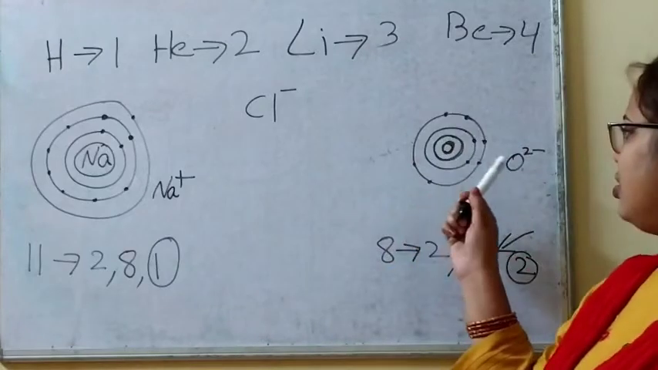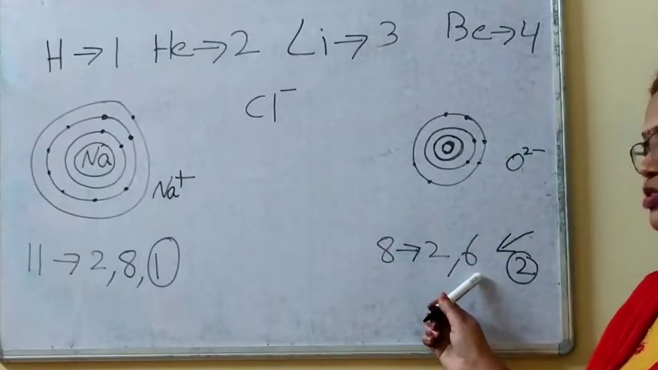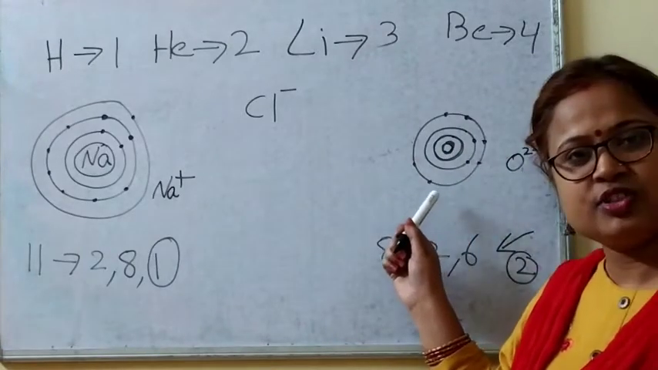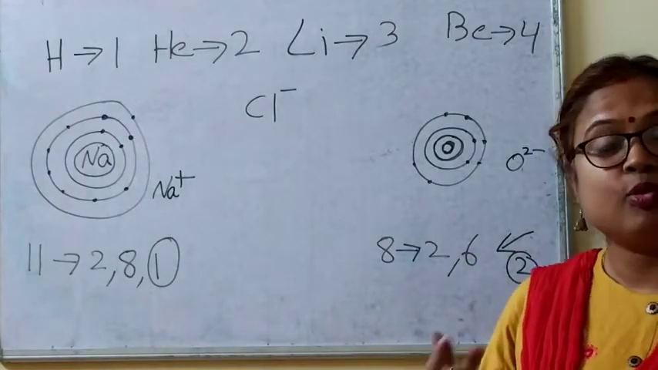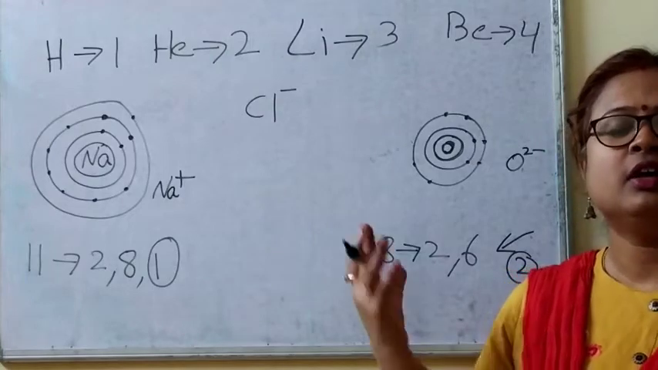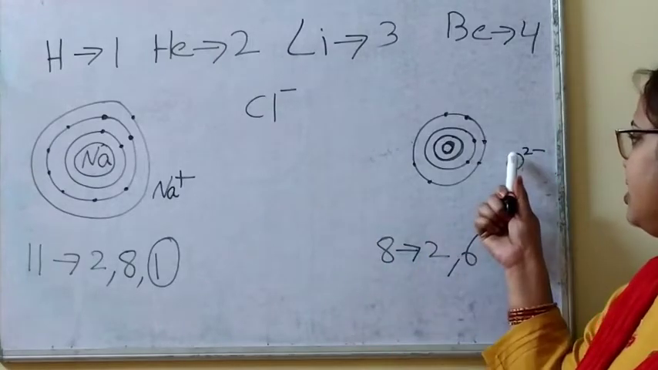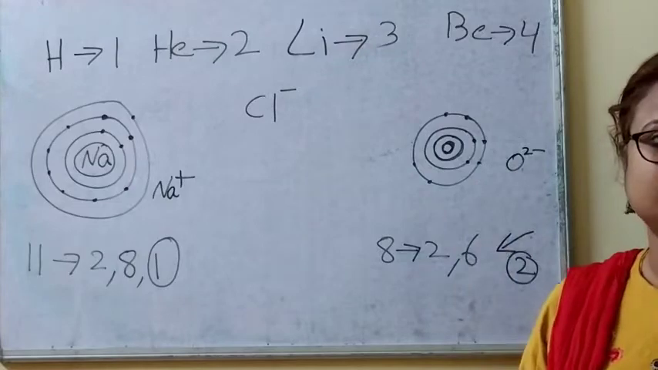But what about this oxygen? Oxygen takes 2 electrons. So the valency of oxygen is 2 because it takes 2 electrons, and taking means what? More negative charge comes with the oxygen. So we write O minus 2.